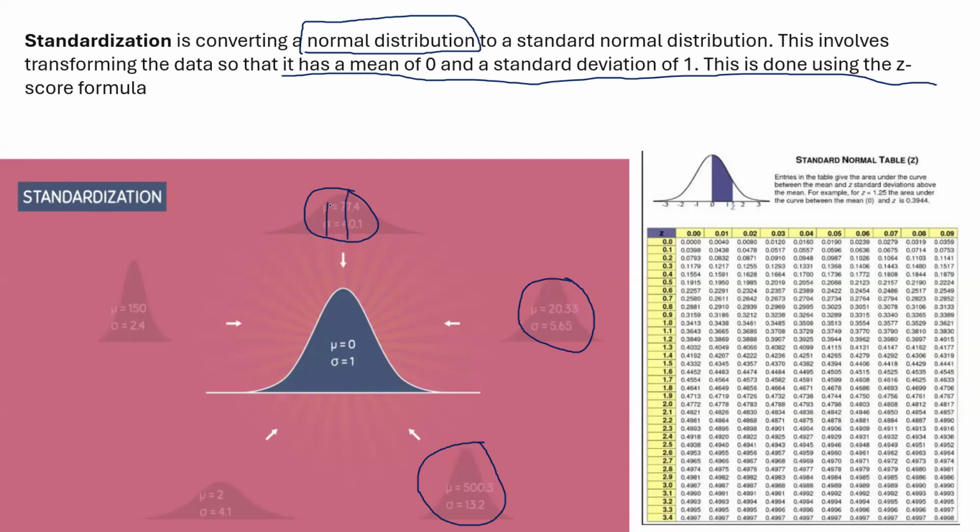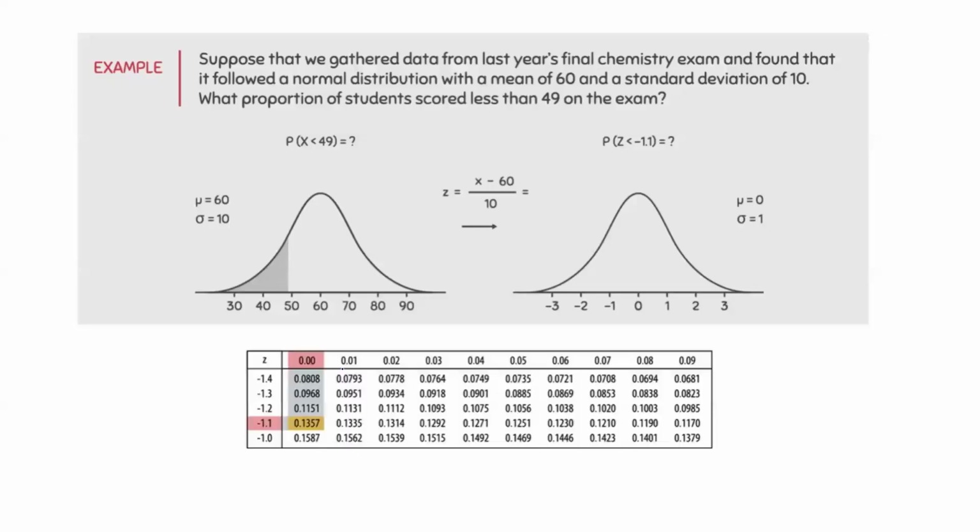Now, how you can convert this graph to this graph and find the area under it is something you can find out now. You will see now. This is the example. This is the normal distribution that I have, where mu is equal to 60 and standard deviation is equal to 10.